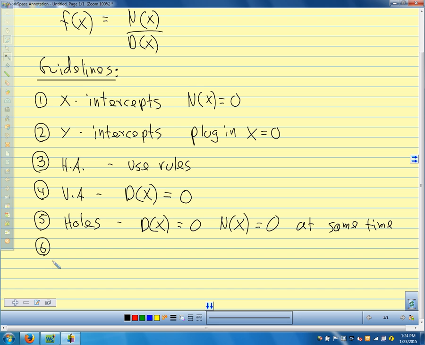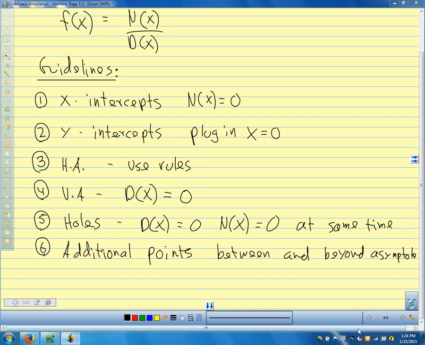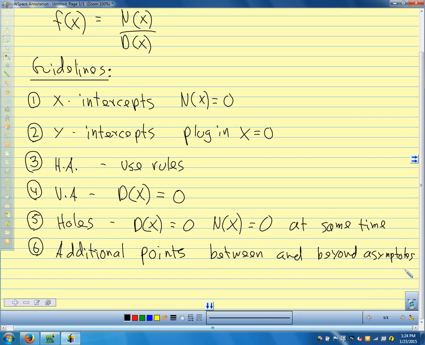And always with rational functions, we have to plug in some additional points. So just plug in some numbers into our function to find additional points, between and beyond the asymptotes. Because rational functions can do all different kinds of things around the asymptotes.